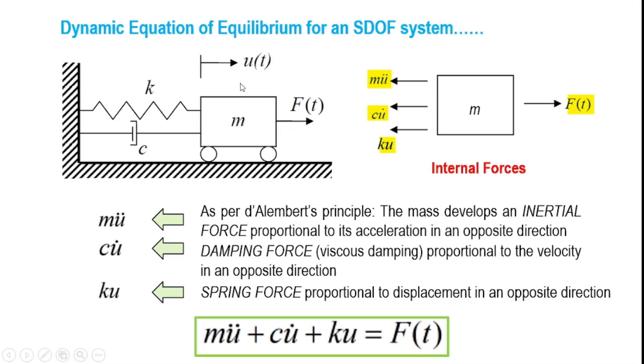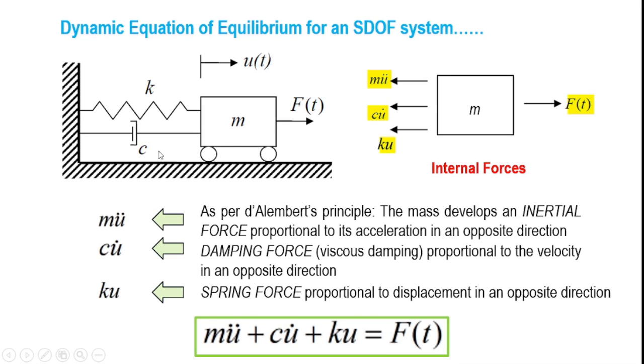and it acts in a direction opposite to the motion. Now look here. In this case, the displacement is to the right of the equilibrium position, right? That is very important. The displacement u(t) at the time t is to the right of the equilibrium position. It means that the inertial force should act to the left of the equilibrium position. So as you can see, m u double dot is correctly marked. So the first internal force is the inertial force. So we have taken care of the mass element m.